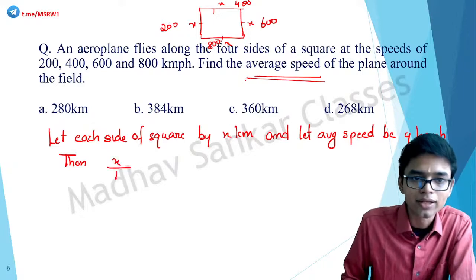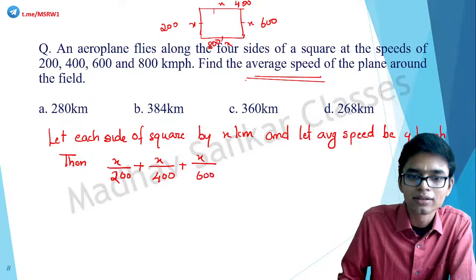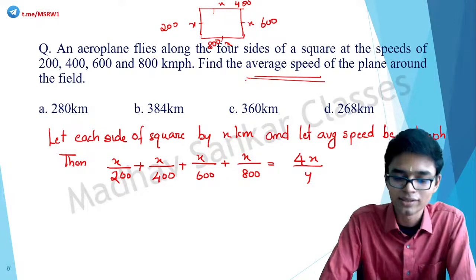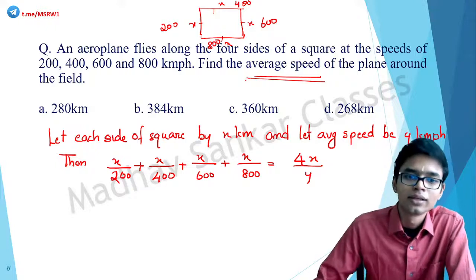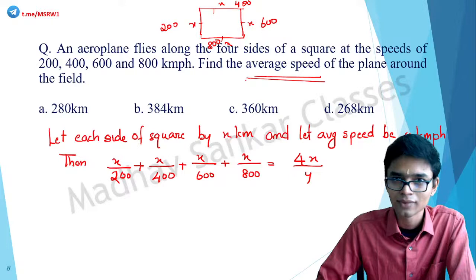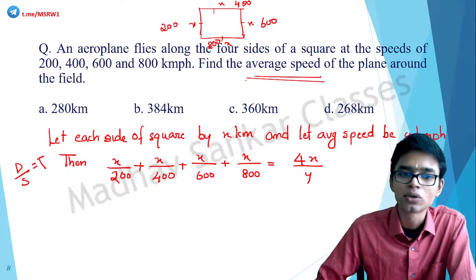x by 200 plus x by 400 plus x by 600 plus x by 800 is equal to 4x by y. Did you understand this? Distance by speed is equal to time. Correct? Distance by speed is equal to time. So x is the distance.